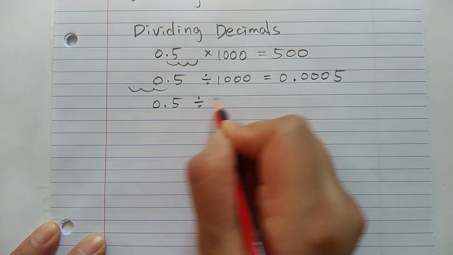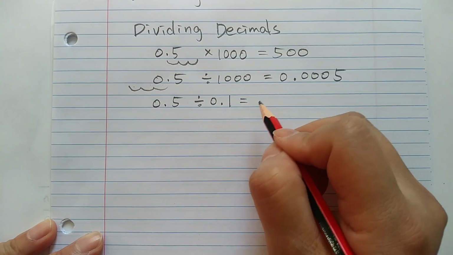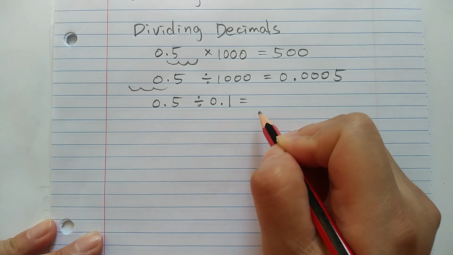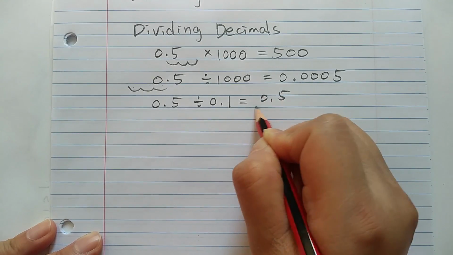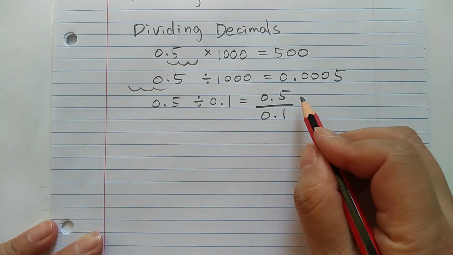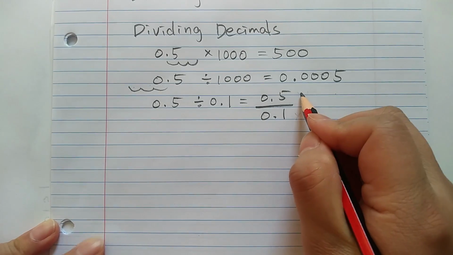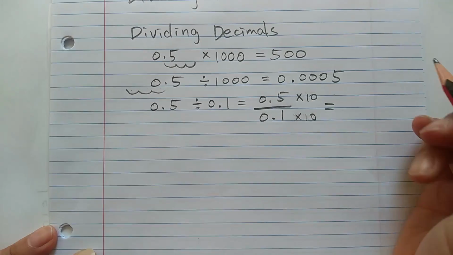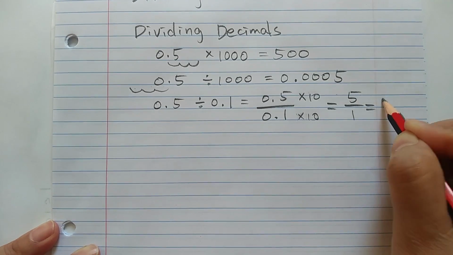0.5 divided by 0.1. Remember, a division is a fraction. So 0.5 divided by 0.1 is the same as 0.5 over 0.1. These are decimals in a fraction, and you don't want decimals in a fraction. So we'll multiply by 10 over 10. And that is 5 over 1, and it is equal to 5.